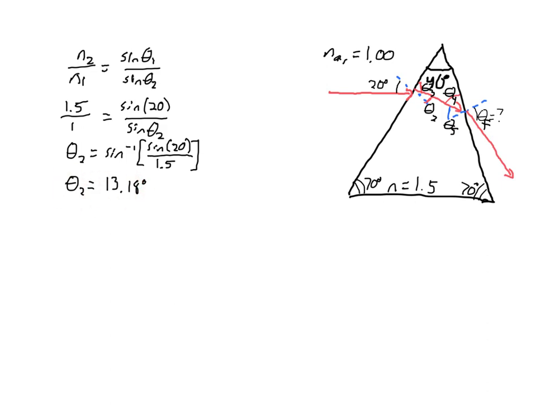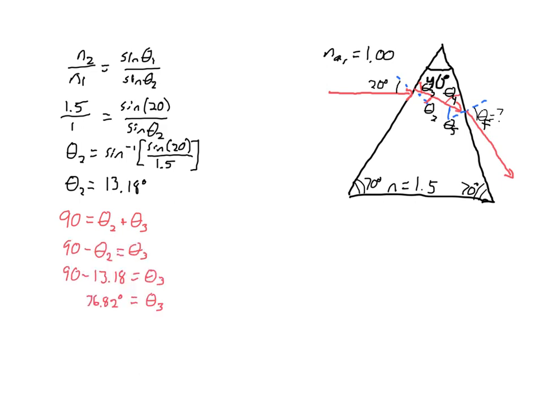Now that I have theta 2, let's get theta 3, continuing on my path all the way over here to get the final angle. Notice the right angle that's formed, because this is a normal that I drew in on purpose. This angle is measured to the normal, which means 90 degrees minus theta 2 gives me theta 3.